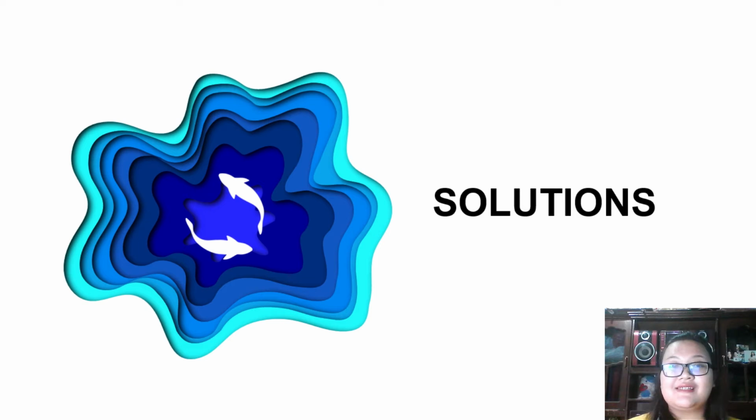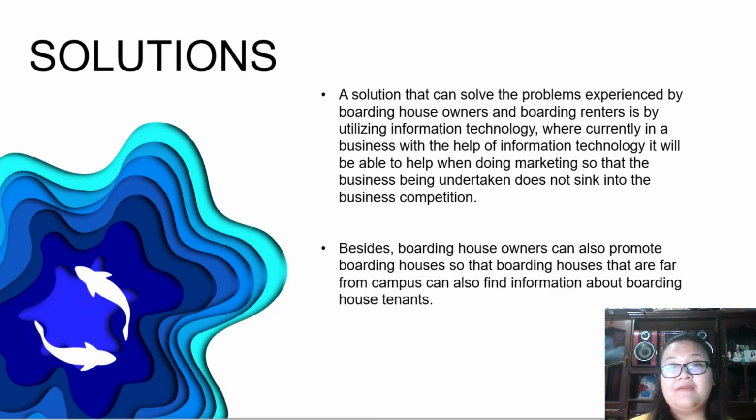Next, solutions. A solution that can solve the problems experienced by boarding house owners and boarding house renters is utilizing information technology, where currently a business with the help of information technology will be able to help when doing marketing so that the business being undertaken does not sink in the business competition. Besides, by utilizing information technology, it will be easier for people to find related information, which in this case is a boarding house.